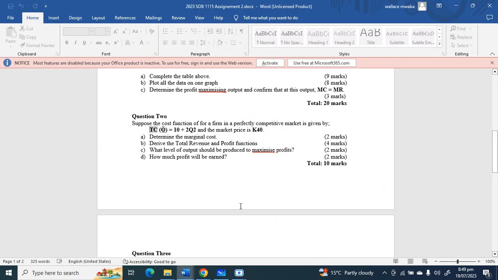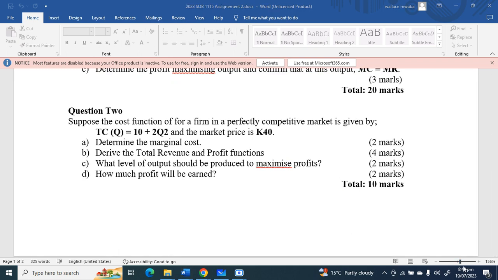Okay, now back to this question here. We have the total cost function. Colleagues, what do we mean when we say a function? What is a function?